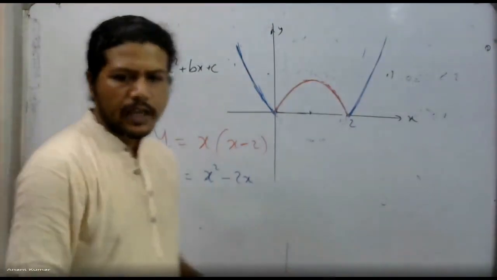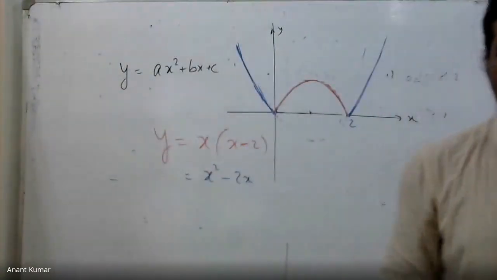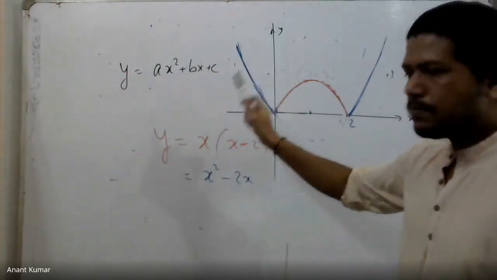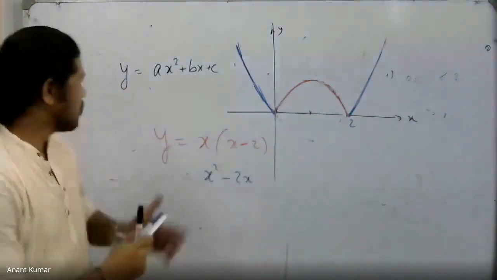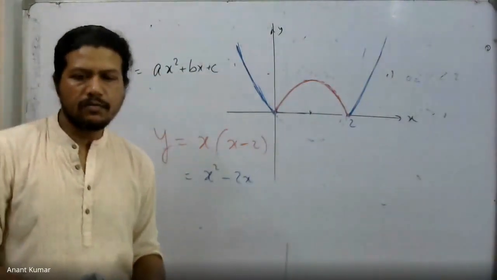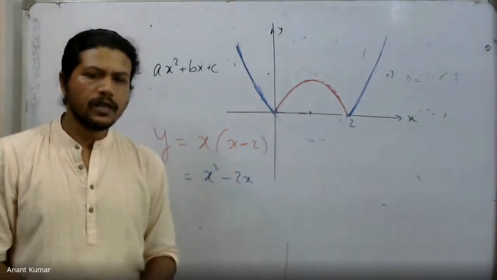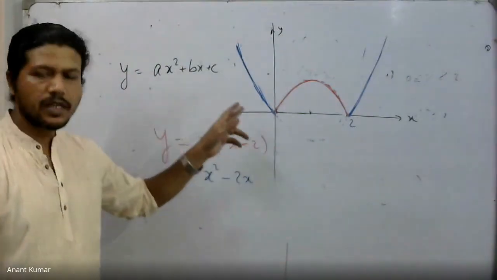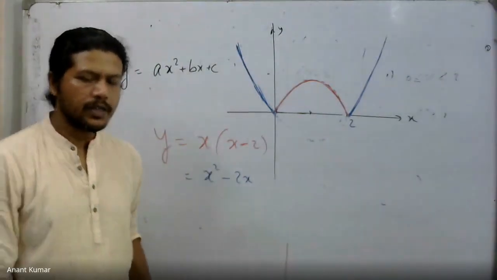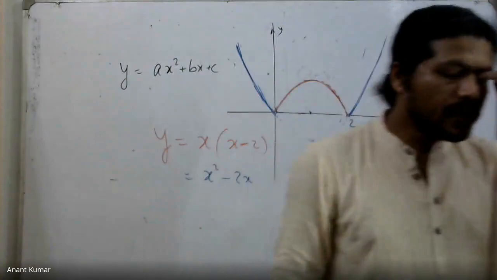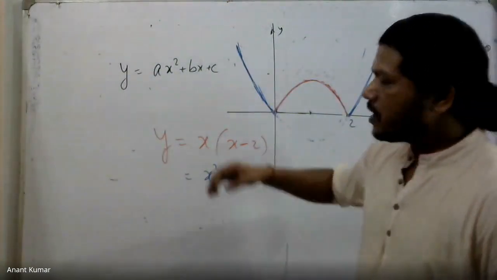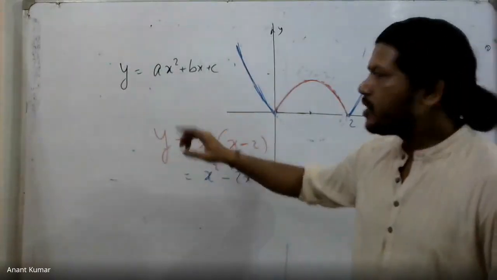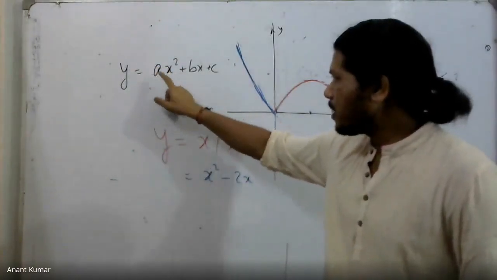Something like this. If you have y equal to an expression of this form, ax square plus bx plus c, that is an expression. If I equate this to 0, I get an equation, but this is not an equation. This is an expression, a quadratic expression. Always remember that this particular shape is always a parabola. Whether this parabola opens up or down is determined by this factor a.